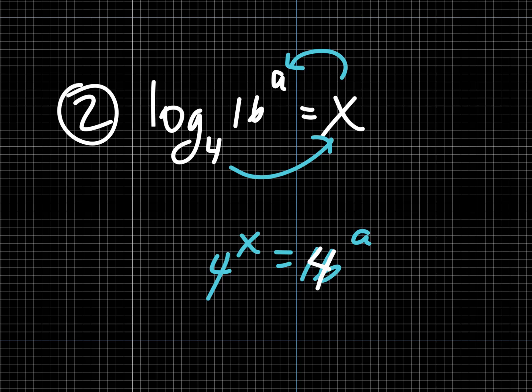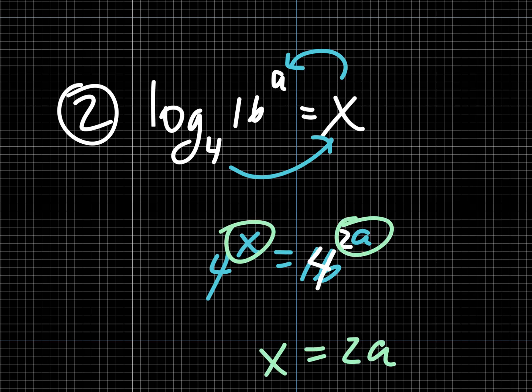No. What's wrong with what I just did? You gotta put the 2 up next to the a. There you go. 16 is 4 squared. Now the base is the same, and the exponents have the answer in them, so that equals that. X equals 2a. Now, if they want x, that is x.